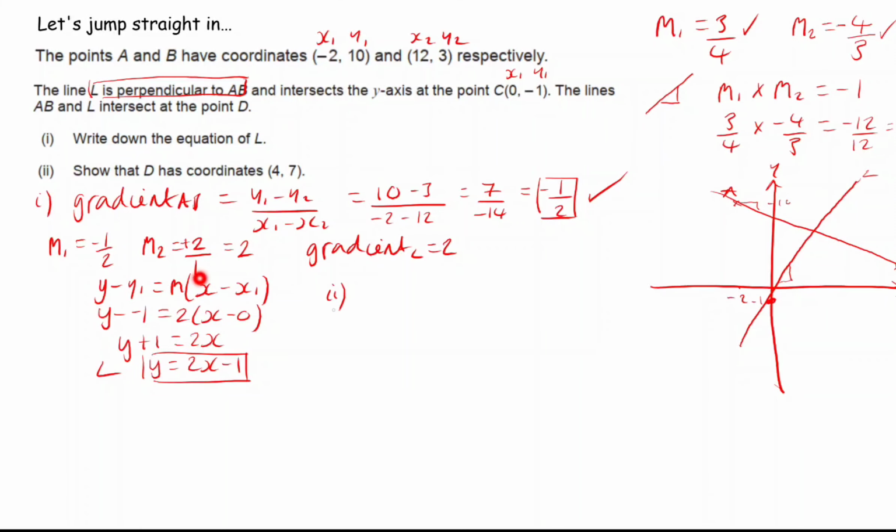Now part 2, we need to show that D has the coordinates 4, 7. Now there's a few ways of doing this. We're trying to locate where the lines intersect here, which is D. The best way to do this is probably to solve the two equations as simultaneous equations. Or alternatively, another method we could use is to substitute the values 4, 7 into the two respective equations. Okay, I'm going to opt for the simultaneous equation method.